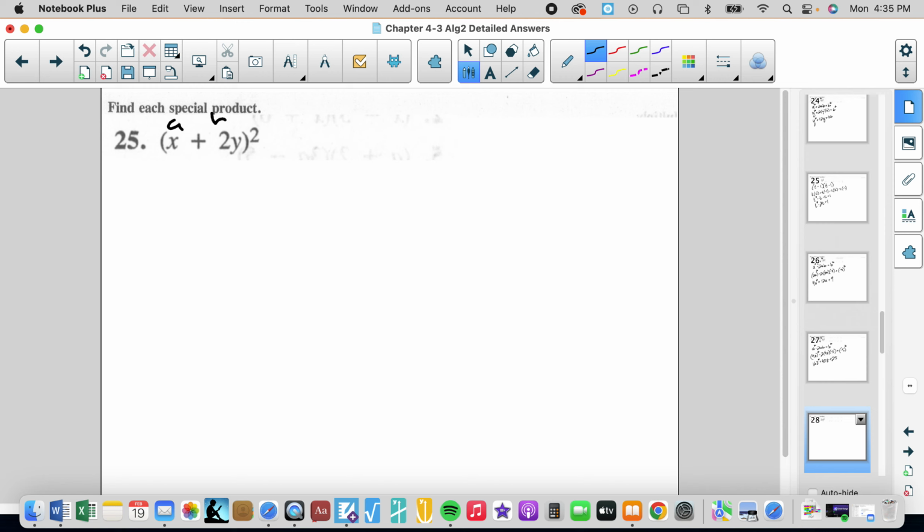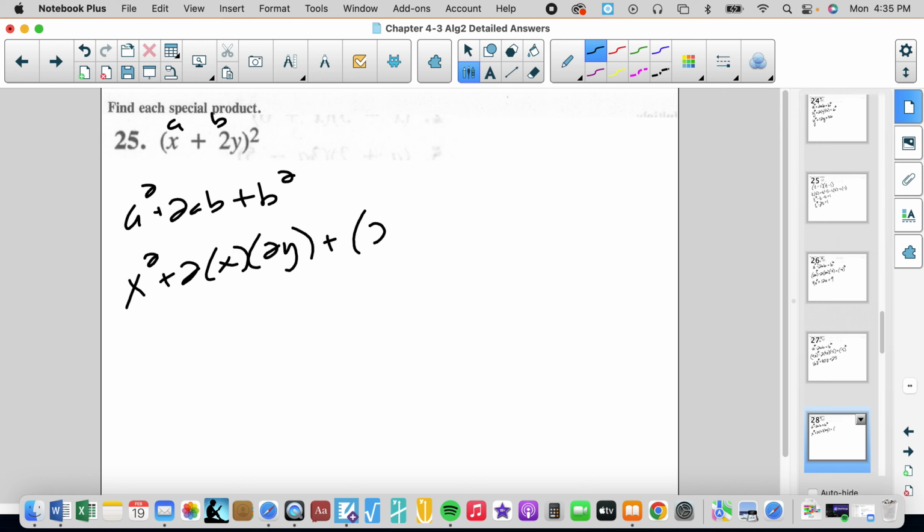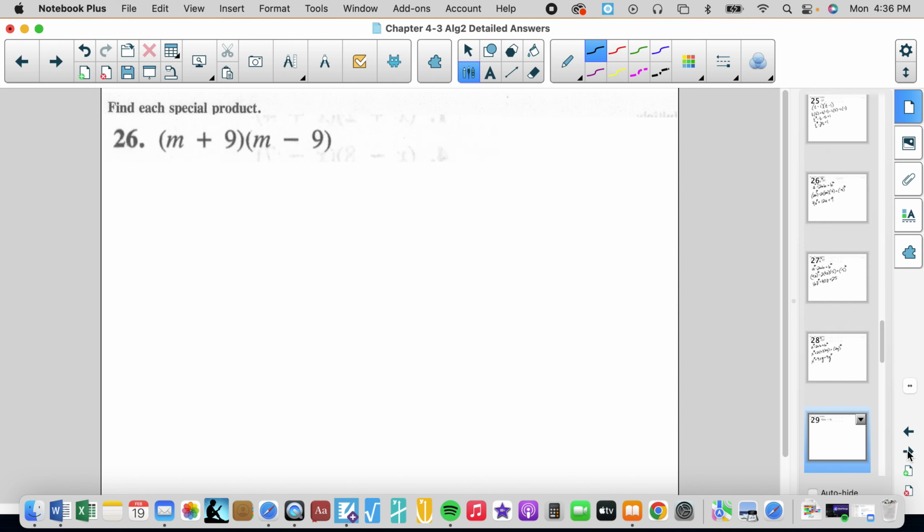This is my a, this is my b. A squared plus 2ab plus b squared. X squared plus 2 times x times 2y plus the quantity 2y squared. X squared plus 4xy plus 4y squared. That's fast, that's efficient.